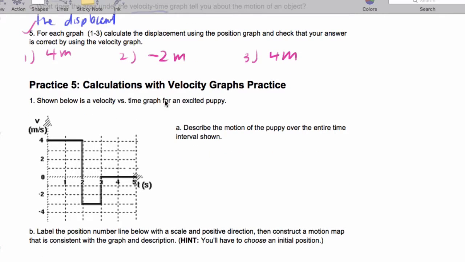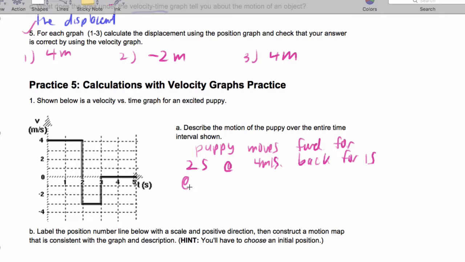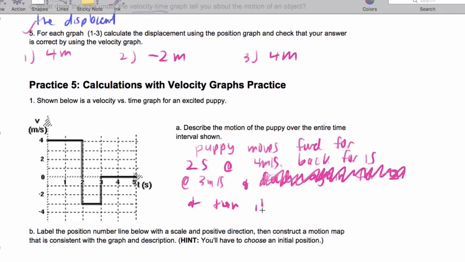So here, the puppy moves forward for 2 seconds at 4 meters per second, back for 1 second at 3 meters per second, and forward again for 2 seconds. No. So back for 1 second at 3 meters per second. Sorry, this is so gross. And then it stops.